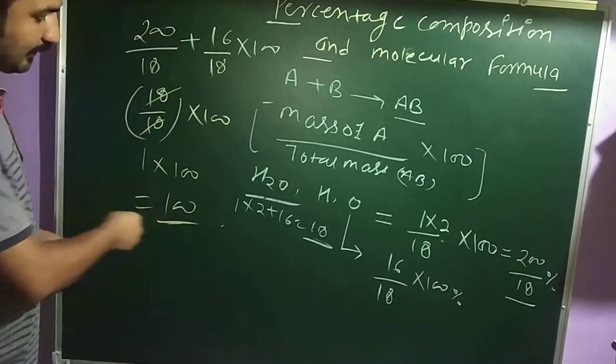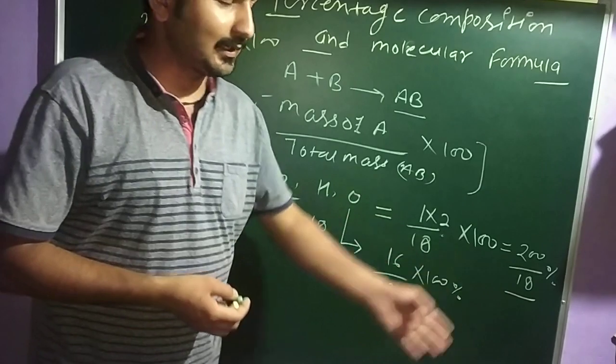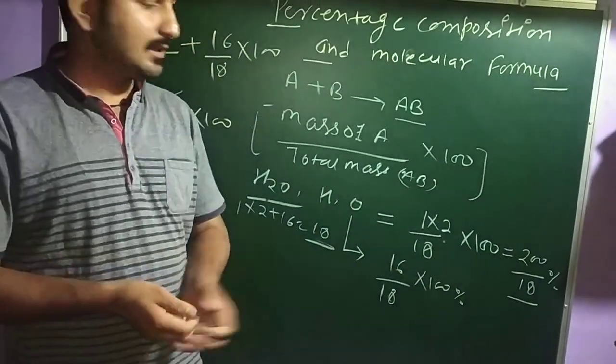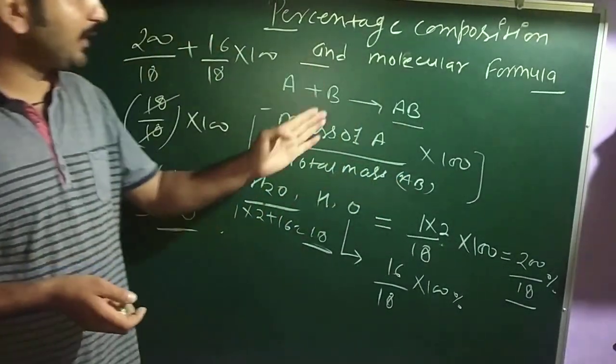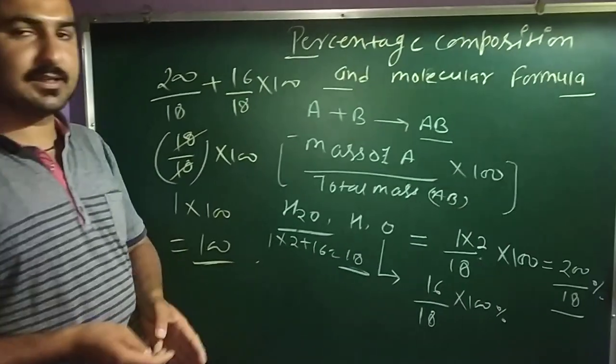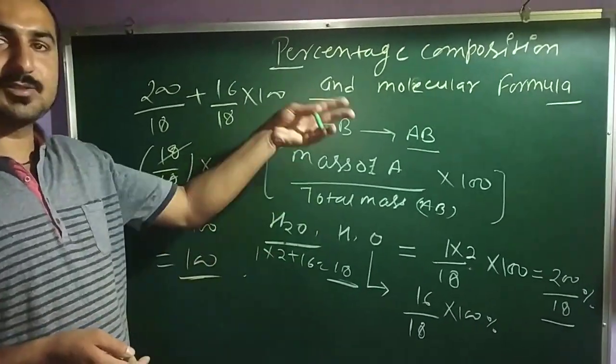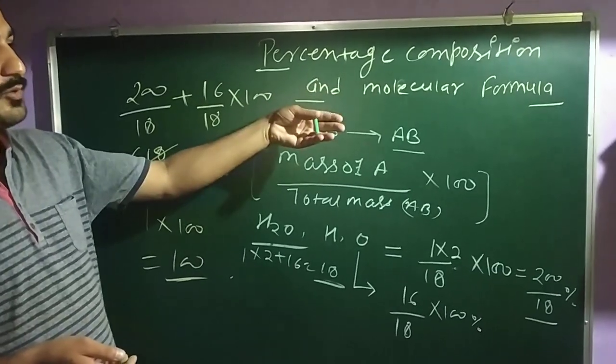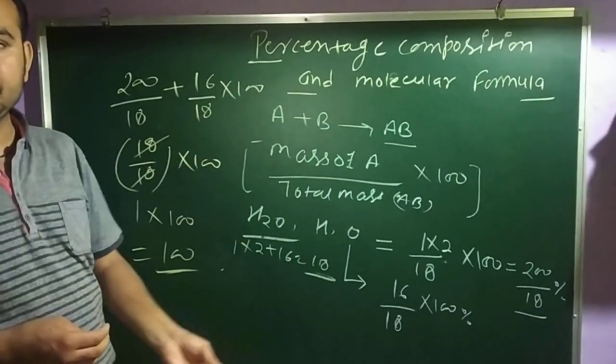So that means 100. Clear? So your answer is coming 100. That means your answer is correct. Clear? So this way we find the percentage composition. You have many questions like glucose, C6H12O6: find the percentage composition of all elements in glucose.